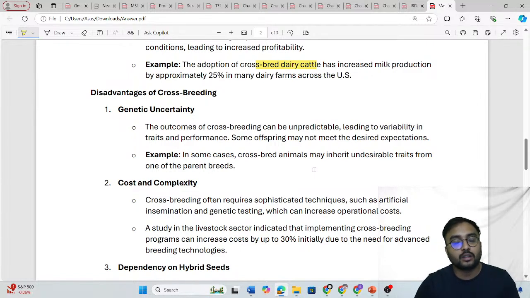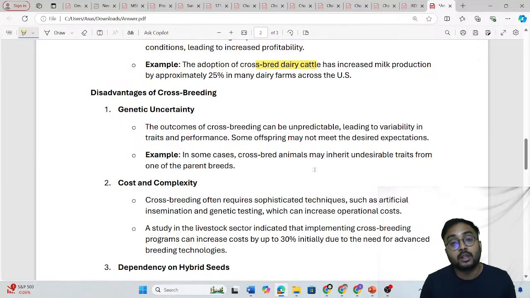Always remember that the crossbreed, whichever young animal is there, takes the characters from both the parents, but there is no guarantee and there is actual unpredictability of how much variability will be there, which characters that animal is going to take from the parents, which overall genetic makeup that animal will be made up of. Nobody can predict that. So this results in variability of traits and performances.